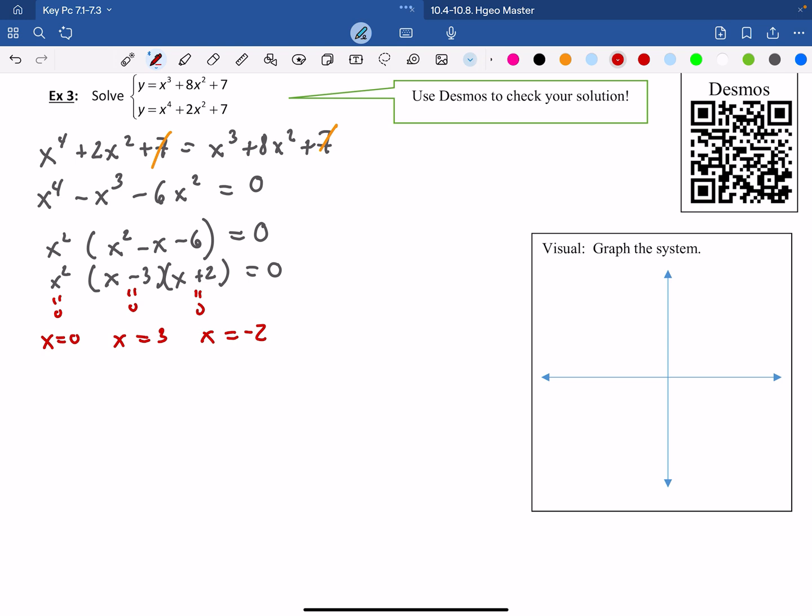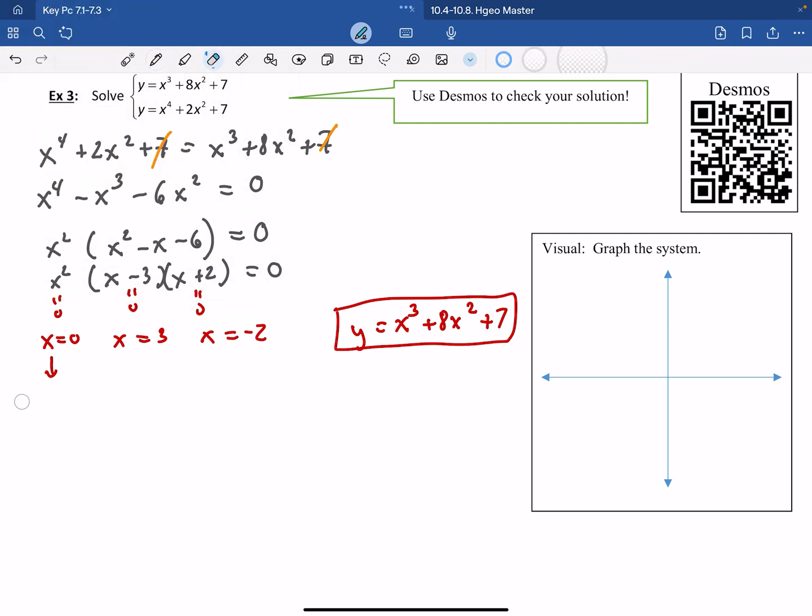I'm going to put it into the top one, okay? So I'm going to use y is equal to x cubed plus 8x squared plus 7, and I'm going to solve this for each one of them. Okay, so I'm going to start when x is equal to 0. I'm going to put it into that boxed out equation.